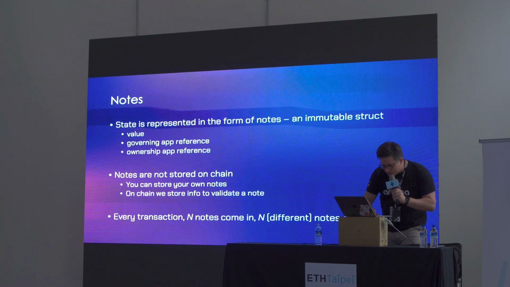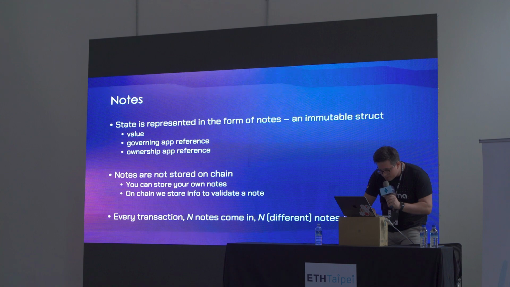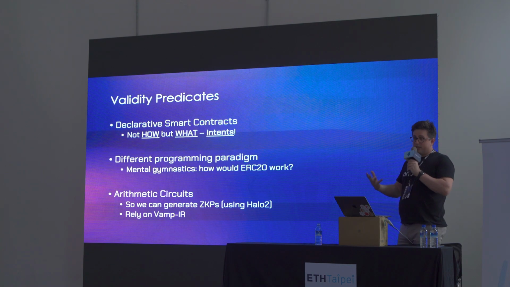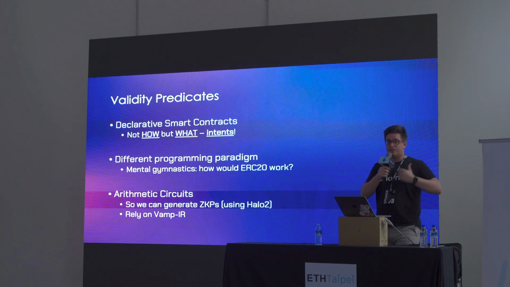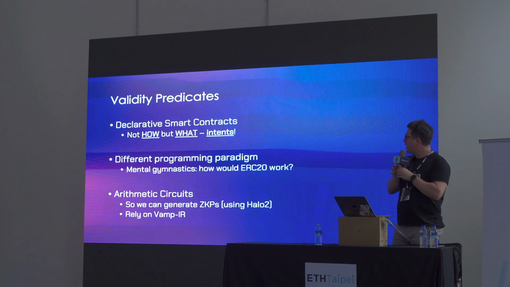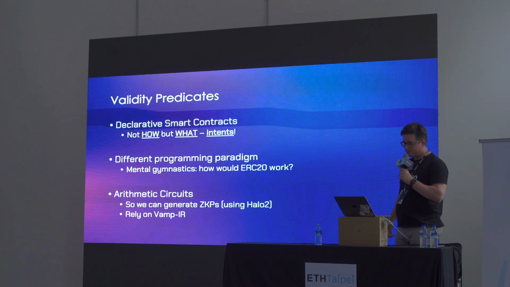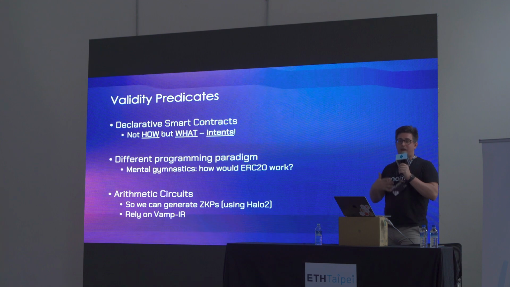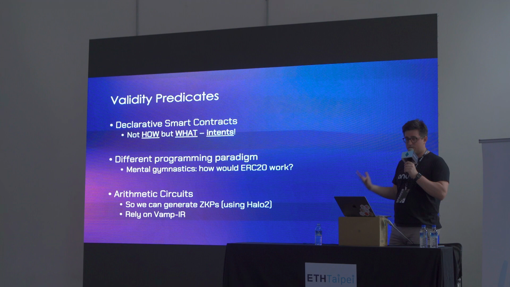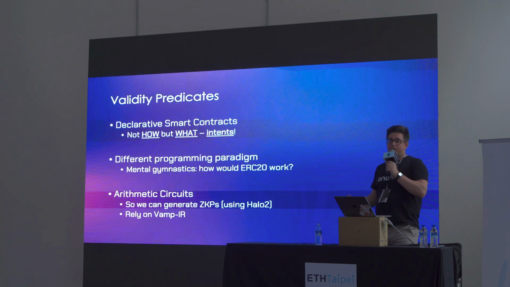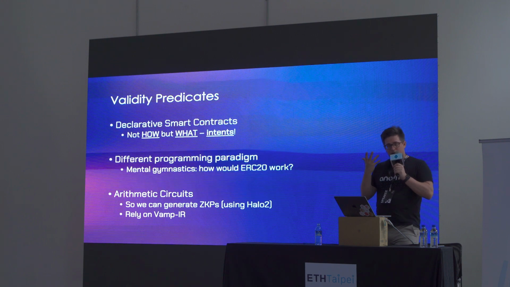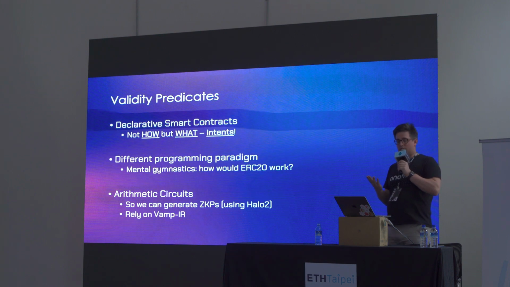Okay, just a second. One of the slides got mixed up to a different place. Here it is. Validity predicates in Taiga are declarative smart contracts that Taiga uses for programming the apps. They do not describe how to get the result. They describe what this result should look like. They describe intents. It's a very different programming paradigm because, well, it's declarative and not imperative.